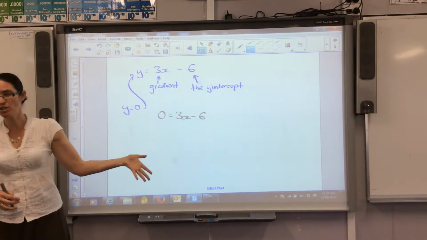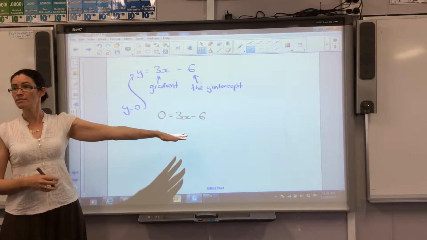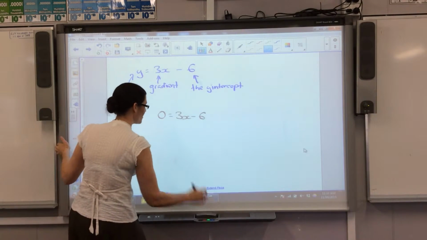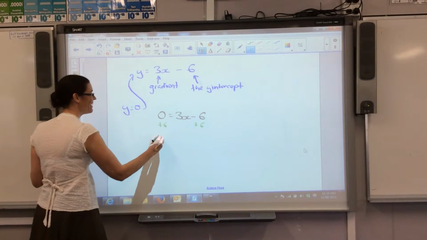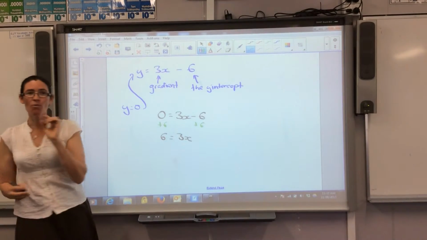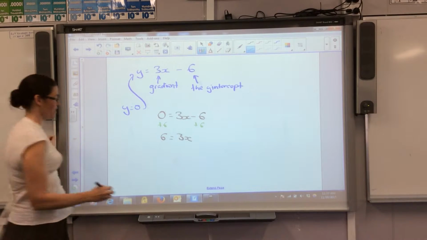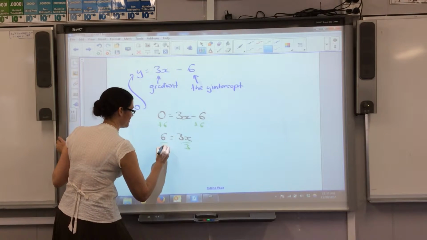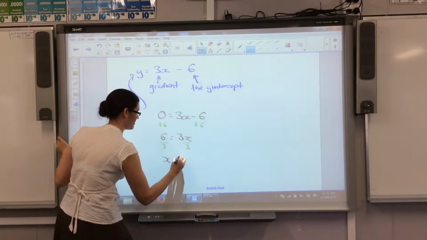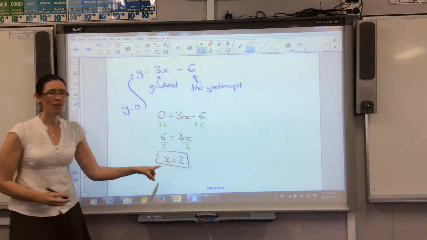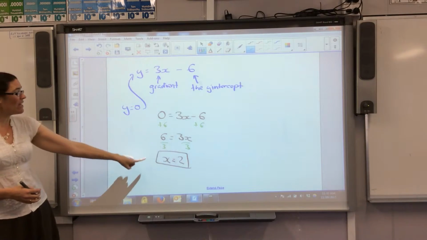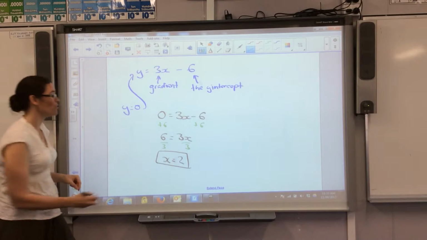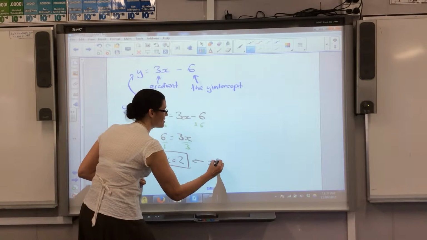You guys are awesome at solving equations. So tell me, what should I do first? Plus 6. I said plus 6. What do I do now? Divide by 3. 2 equals x, so x equals 2. Are we all happy that x equals 2? Okay, so I know, even without drawing this picture, that it's going to cross the x-axis at 2. So this is my x-intercept.